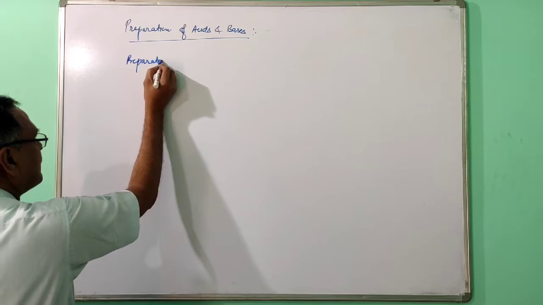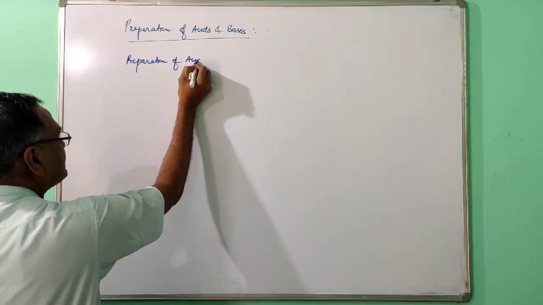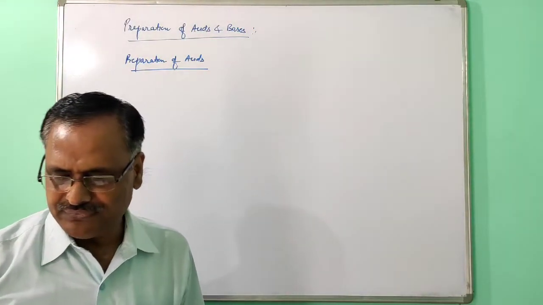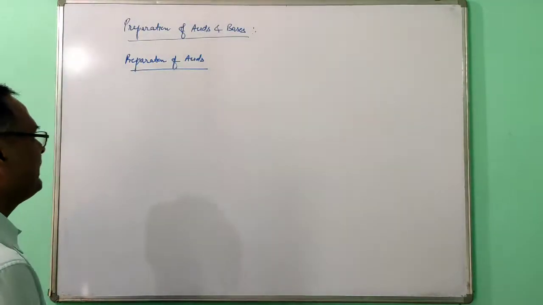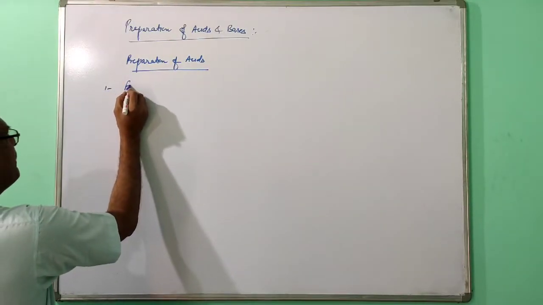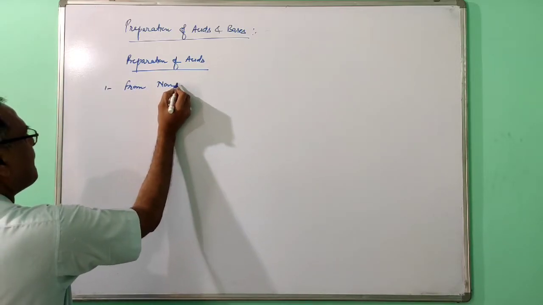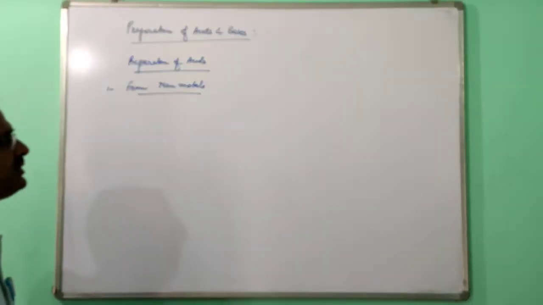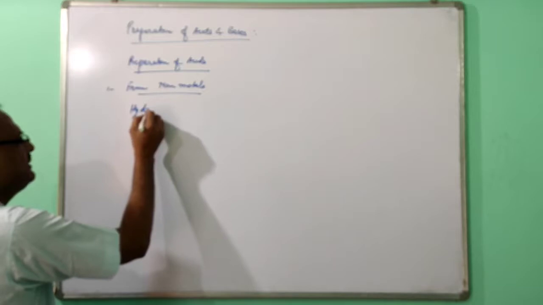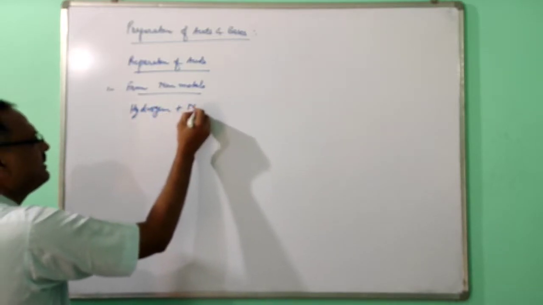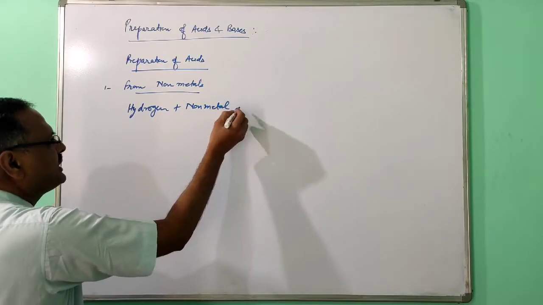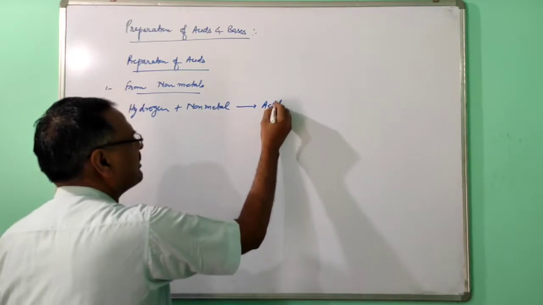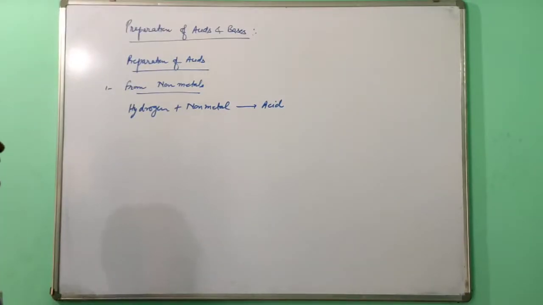Preparation of acids. For the preparation of acids, four methods are given. The first method is from non-metals. In this one, hydrogen plus non-metal. Hydrogen combined with non-metal forms acid.